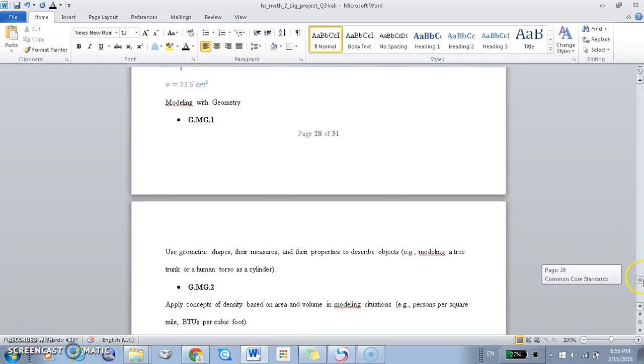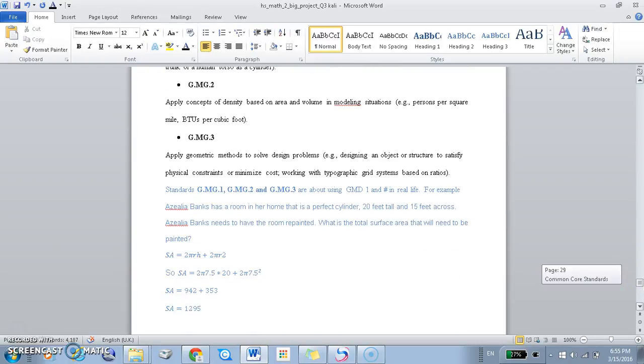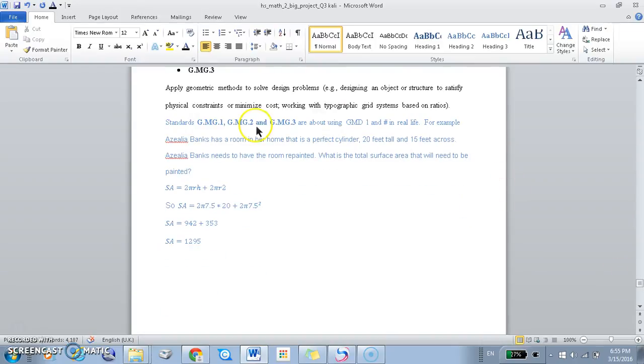So the next standards are modeling with geometry, GMG 1, 2, and 3. In this standard, GMG 1, 2, and 3 are about using GMD 1 and 3 in real life. So for example, Alzealia Banks has a room in her home, which is perfectly cylindrical. So it's 20 feet tall and 15 feet across. Alzealia Banks needs to have the room repainted. What is the total surface area that will be needed to be painted?